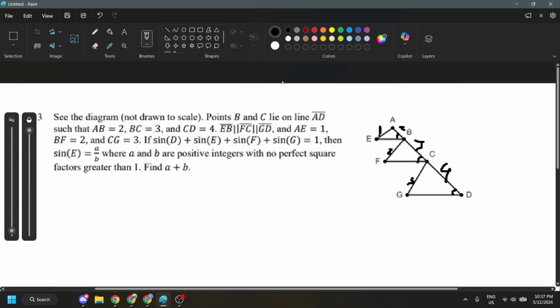What is this construction? 1, 2, 2, 3, 3, 4. If sine of D plus sine of E plus sine of F plus sine of G are all equal to 1, then sine of E is a square root of A over B, where A and B are positive integers with no perfect square factors greater than 1. So sine D plus sine E plus sine F plus sine G.